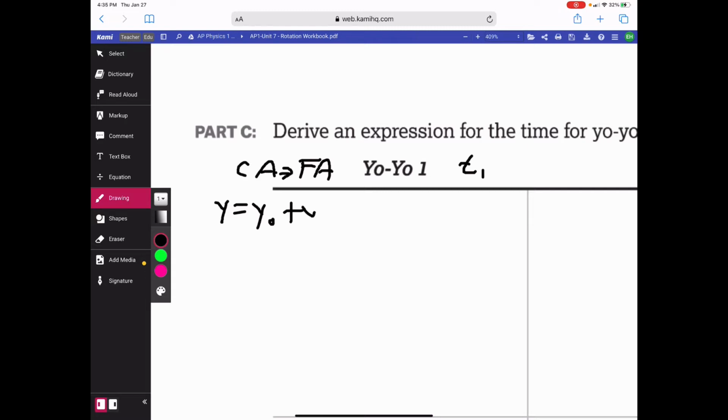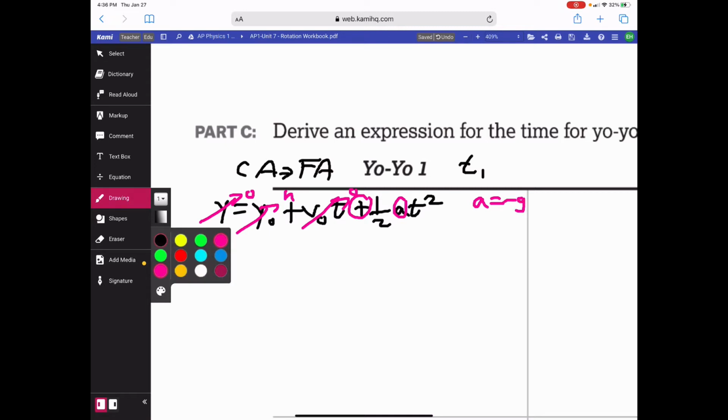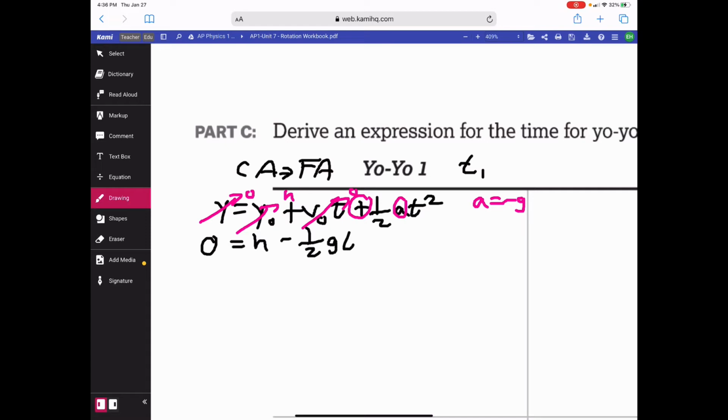So y equals y naught plus v naught t plus 1/2 a t squared. Now, here's what we got to do with that. y is going to be 0. y naught is going to be h. v naught is 0, which means v naught t is 0. And you're going to substitute for a, because remember, a is equal to negative g. So we got 0 equals the height minus 1/2 g t squared.